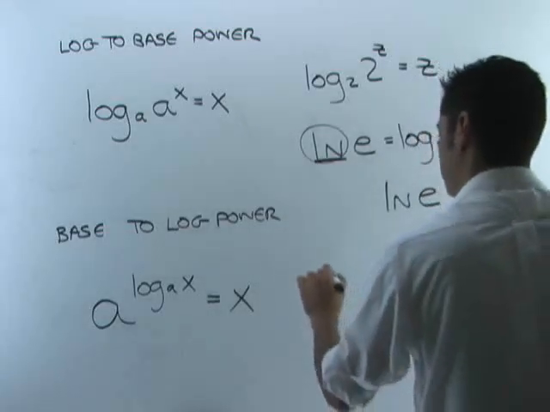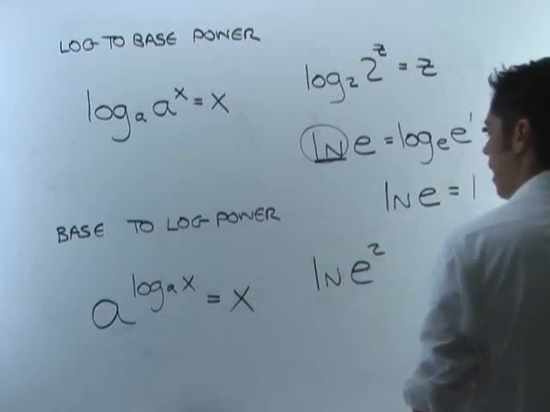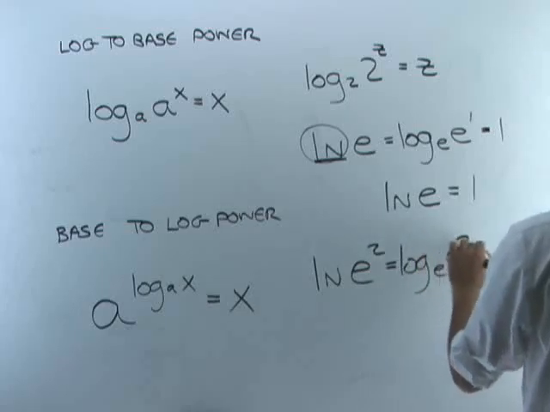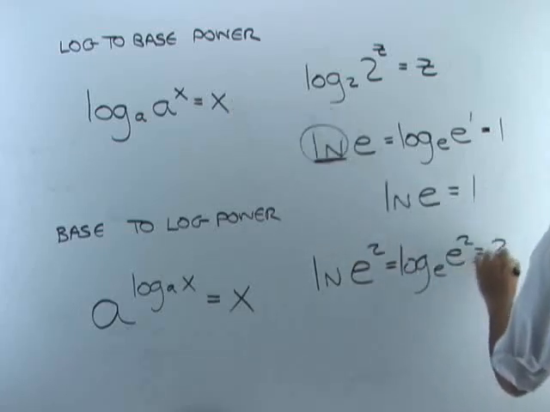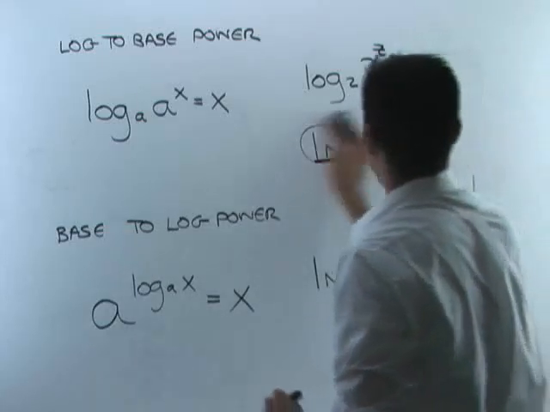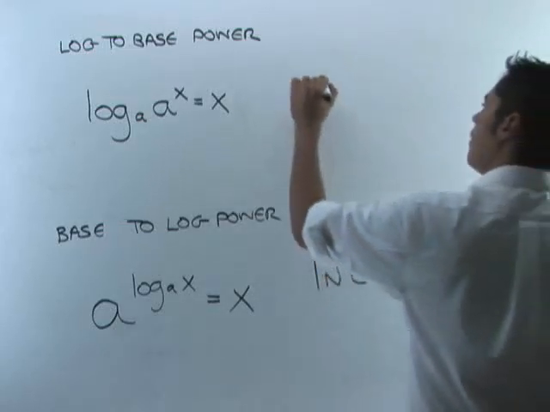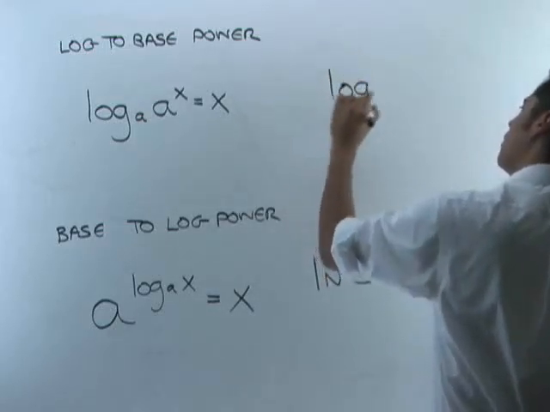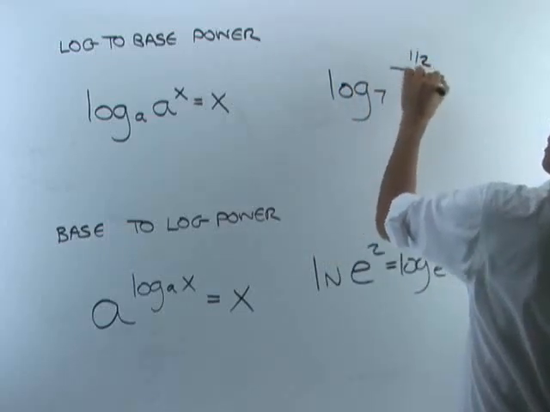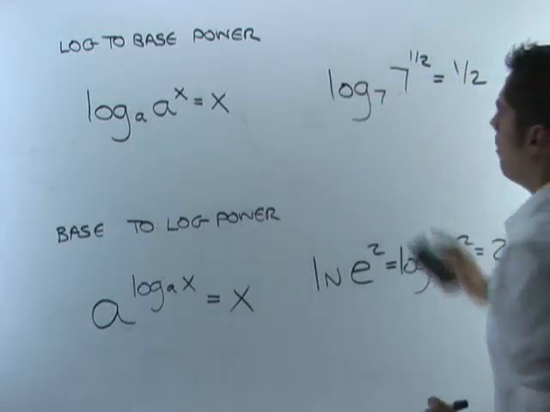Let's try another one. How about natural log of e squared? Okay, again, this is just log base e of e squared, and according to this property, our answer should just be the power there too. I'll do one more. If you have log base 7 of 7 to the 1/2, the answer would be just 1/2. Okay, so using that property again.